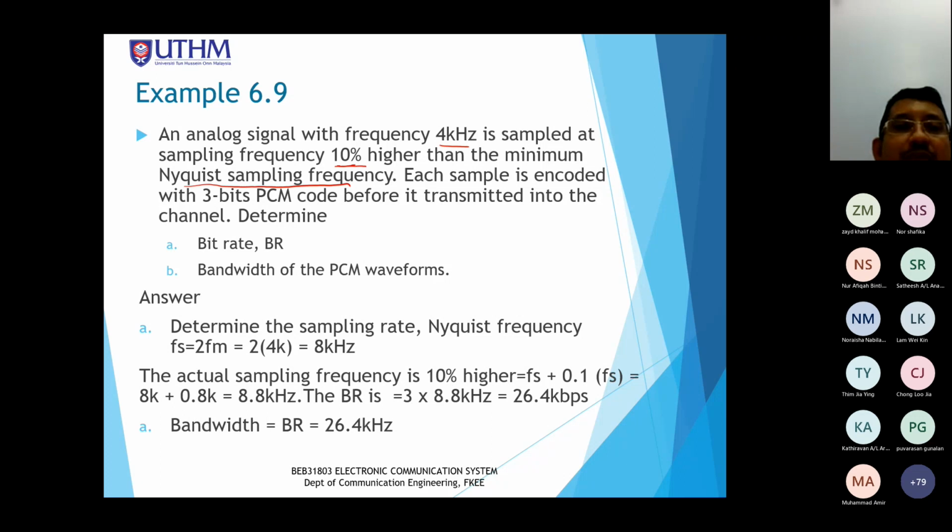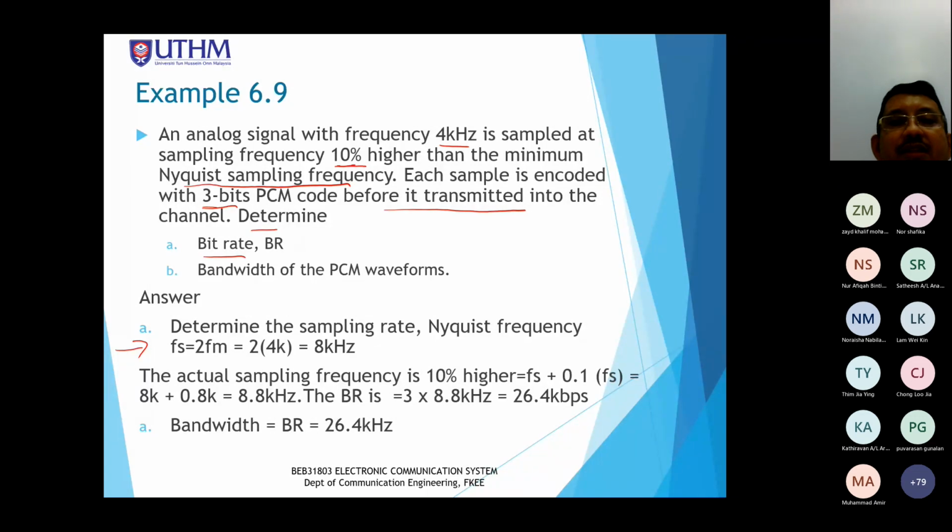Each sample is encoded with 3-bit PCM, so N is equal to 3 bits, before it is transmitted into the channel. We use a 3-bit system for the encoding process. Determine the bit rate. In order to determine the bit rate, we need to know the sampling rate, then we can determine the bit rate. So first of all, we need to find the sampling rate.